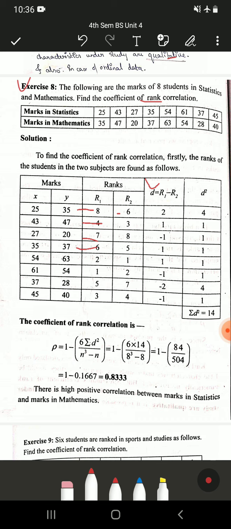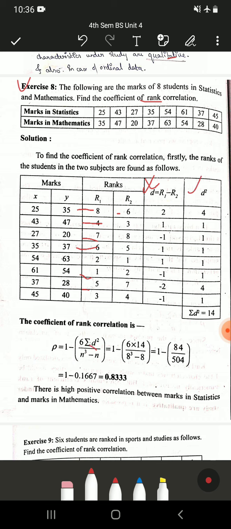6 minus 5 is 1. 2 minus 1 is 1. And 1 minus 2 is again minus 1. So 5 minus 7 is minus 2. And 3 minus 4 is minus 1. So once you get D, the next step we require is summation D square.